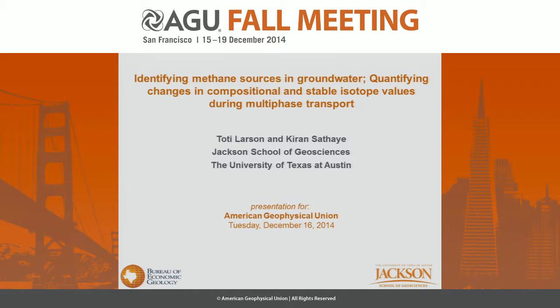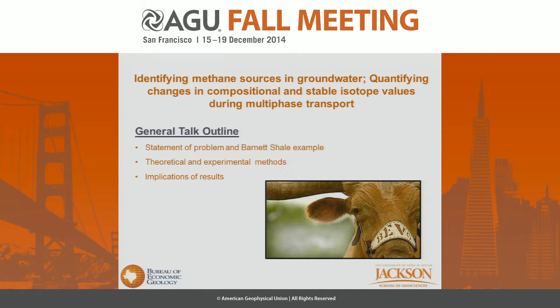So what we're going to talk about today is basically quantifying these changes in both compositional and stable isotope effects that can occur. And I'll end the talk talking about some of the noble gas work that we're doing. If you've been looking in the literature in PNAS, Thomas Dara has a really nice paper that just came out looking at noble gases to trace sources of methane. The outline of the talk is shown here. I'll talk a little bit about the research we're doing. I'll use the example from the Barnett Shale, where we have about 800 groundwater samples, to set up the problem that we're looking at. Then I'll go into the theoretical and experimental methods that we're using, and finally the overall implications.